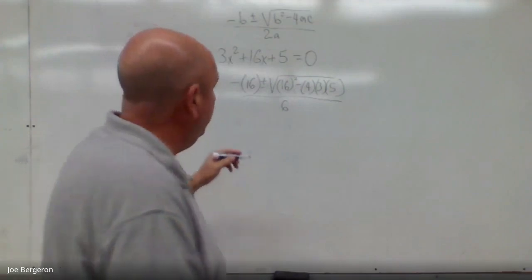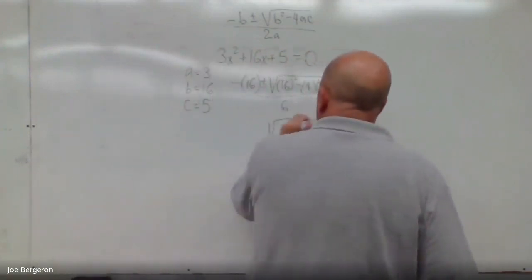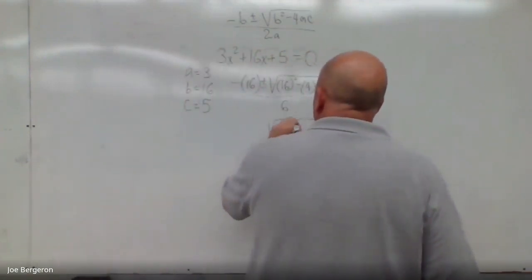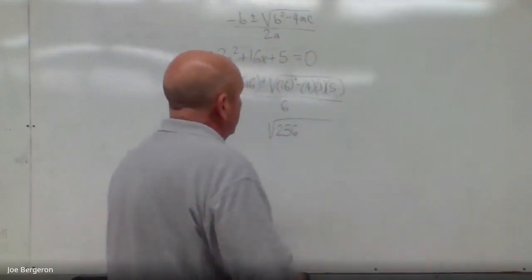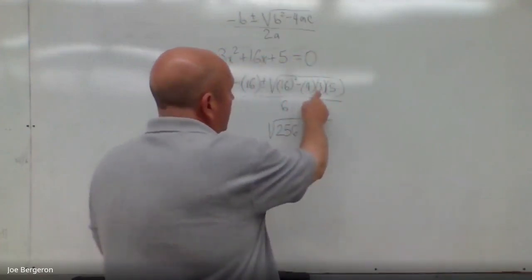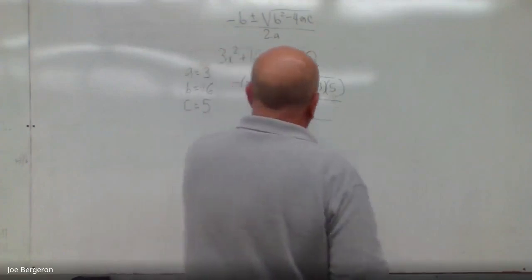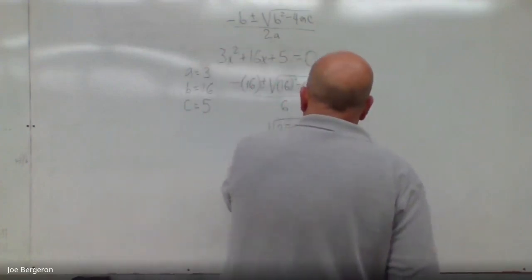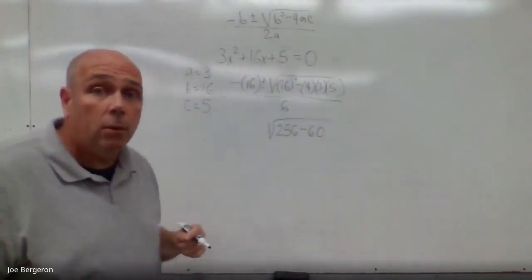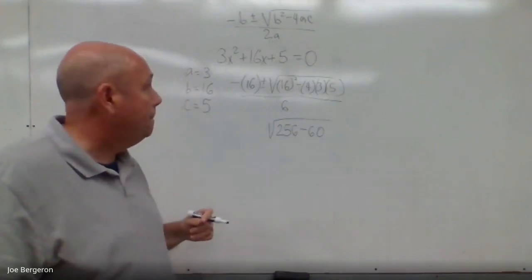So 16 squared is 256. And again, we're working on the discriminant first. And then negative 4 times 3 is 12, times 5 is 60. Okay, negative 60. All right.